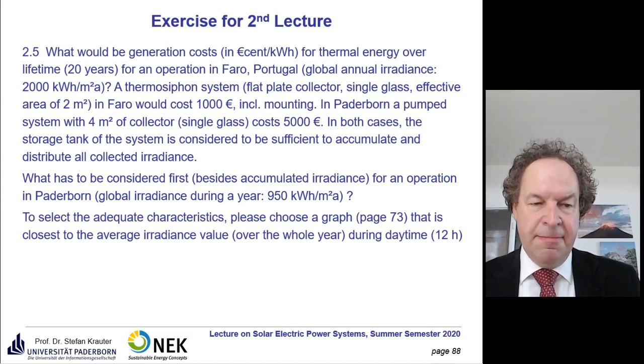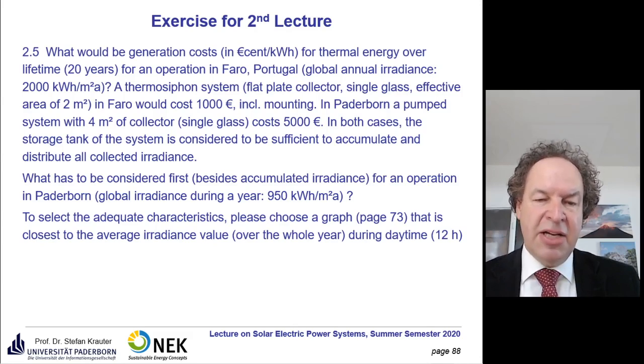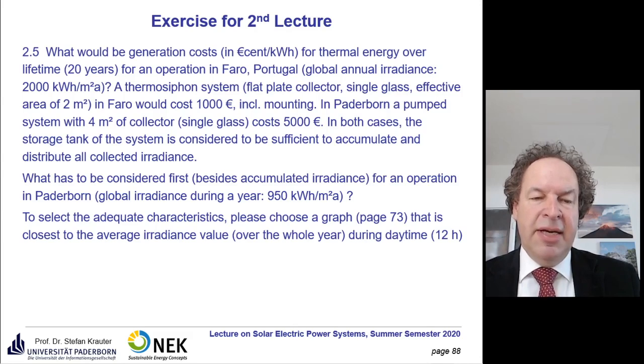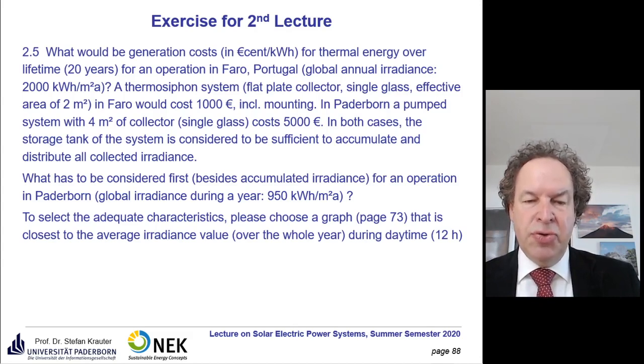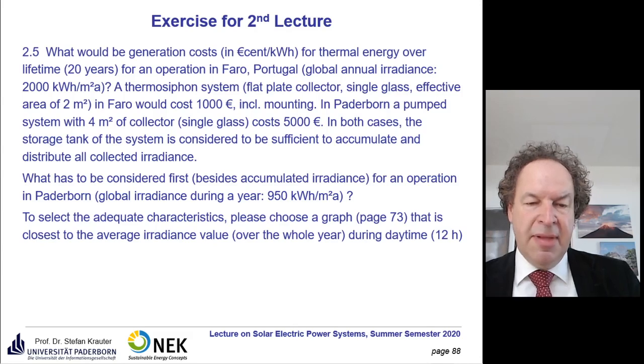So the question is, what has to be considered first besides the accumulated irradiance for an operation in Paderborn? When we calculate, we can consider a global irradiance during the year of 950 kilowatt hours per square meter during a whole year. To select the adequate characteristics, you choose the graph on page 73 that is closest to the average irradiance value for the whole year during daytime.